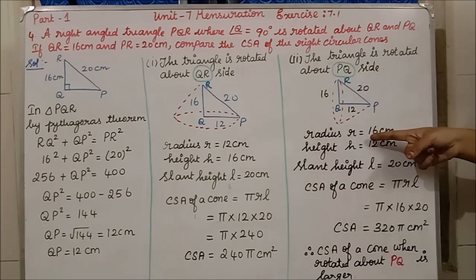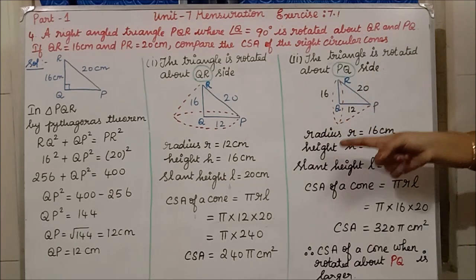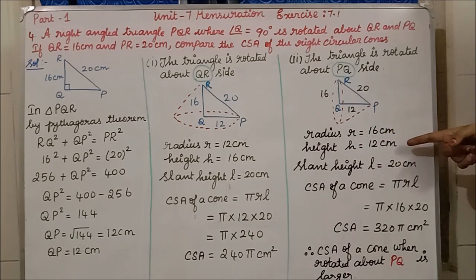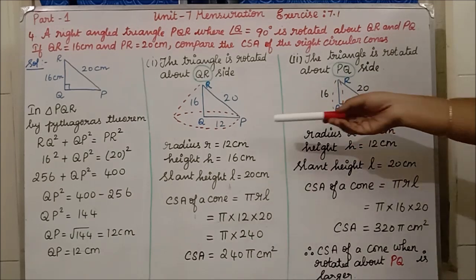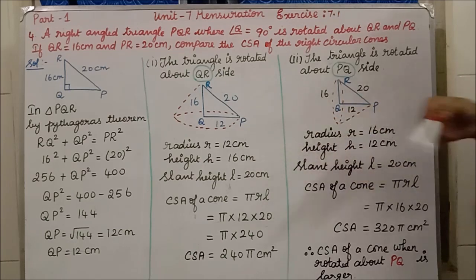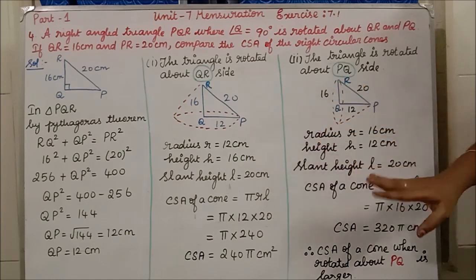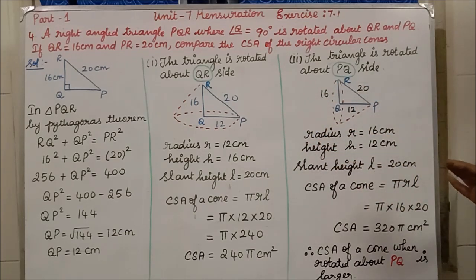Only the height and radius will be changed. See, radius R is equal to 16 centimeter. Height H is equal to 12 centimeter. Previously radius is 12, height is 16. Now when you are rotating about the side PQ, both will get interchanged. But the slant height will be the same. Again I am using the CSA of a cone, pi r L. Pi into radius 16, L is the slant height 20. So pi into 16 into 20, when I multiply, I will get 320 pi centimeter square.